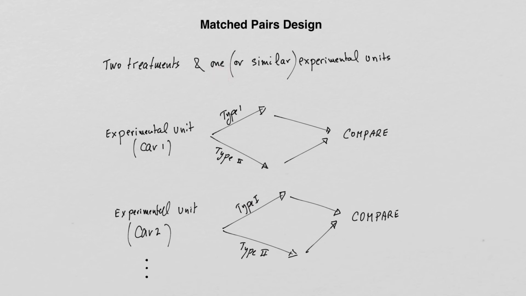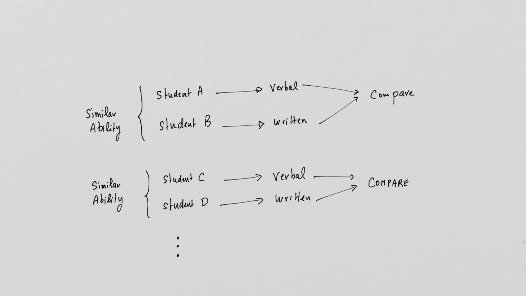Okay, now I said 2 treatments, yes, and 1 experimental unit, one car, one car, one car. But I said or similar. It is possible to have, let's say, 2 experimental units. You might say, well, that sounds like a contradiction. You just told me there should be only 1. Well, sometimes we can't do it with 1. So I'll give you an example.